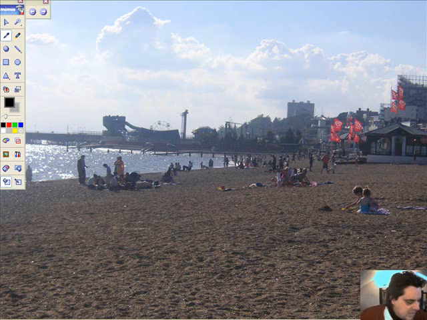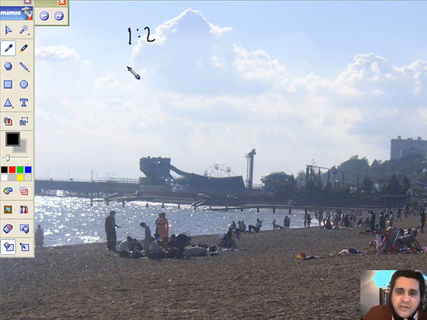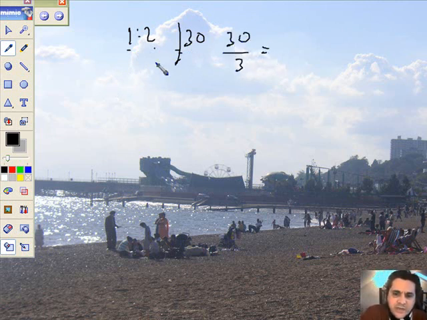Question 1a, I've got to divide these amounts in the ratio of 1 to 2. So 1 to 2, that's what I'm going for. I'm going to share £30 in that ratio. As you can see, we've got 1 and 2, that's 3 shares, so we've got 30 divided by 3. Each single share is worth £10.